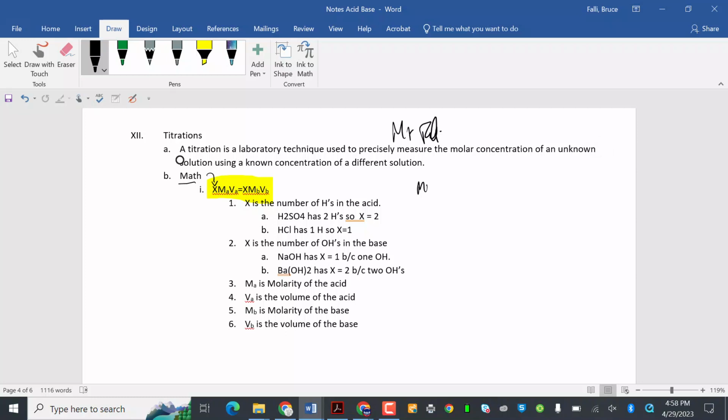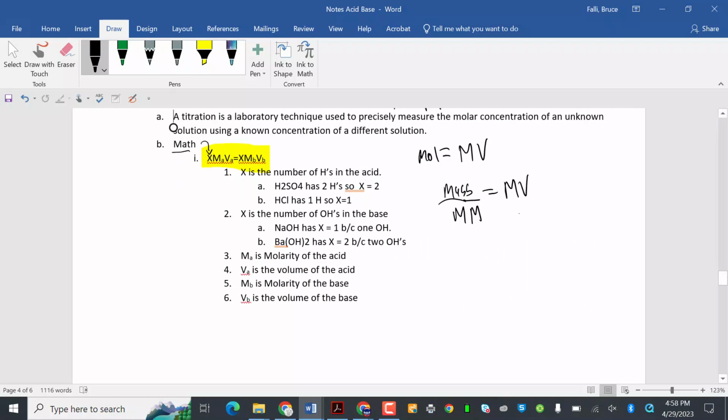If you remember from before, moles equals MV. So if we're thinking about this, we really have moles equals moles when we say MV equals MV. Another way to do moles is mass over molar mass equals big MV. So you can titrate a solid. Isn't that weird? You would dissolve it in water, but still.